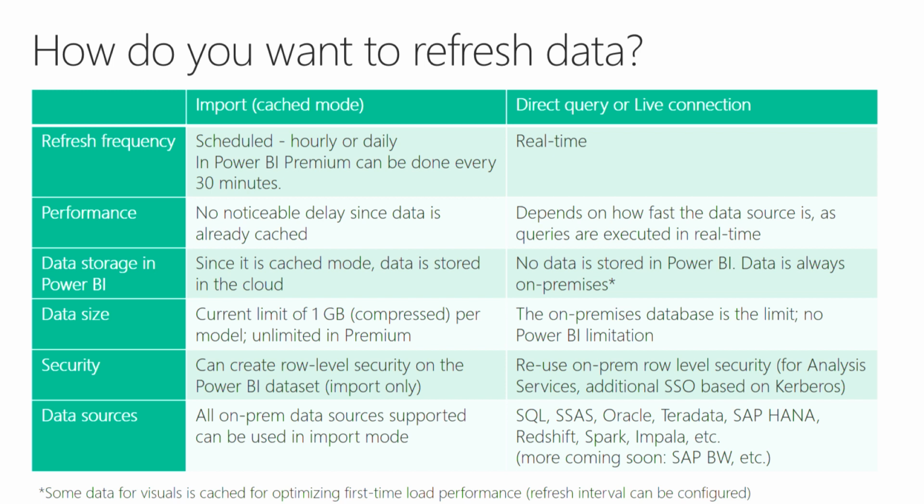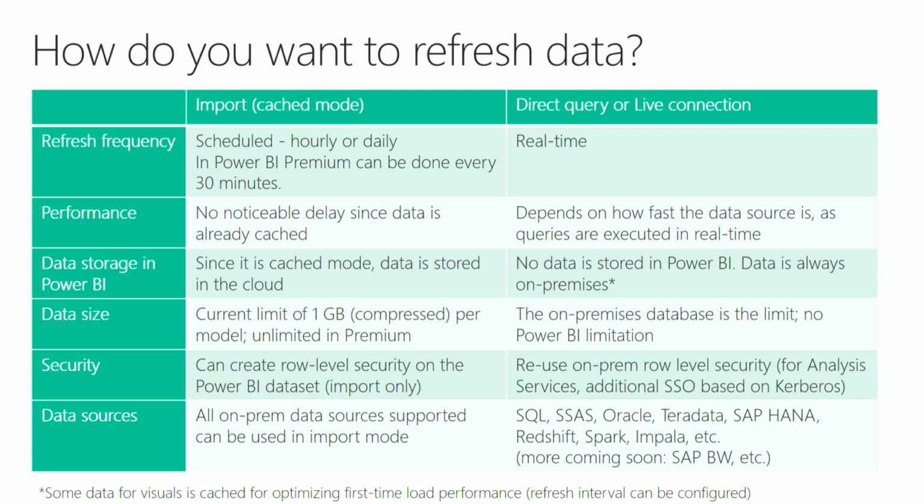So you want to consider how sensitive the data is and where you want it to be stored, whereas for live query you can ensure that it's a live connection, except for some parts of the data that are kept for optimizing loading the dashboard, and you can configure how often that is refreshed. And on data size, the current limit is 1 gigabyte compressed per model, whereas for direct query there's no limit and you can send as much data as you want.